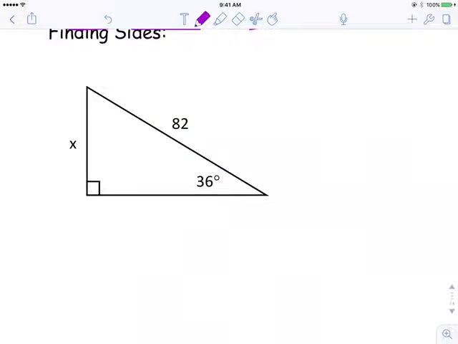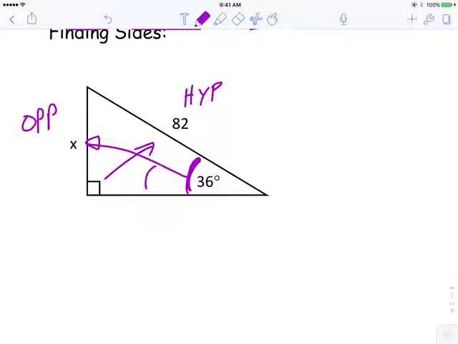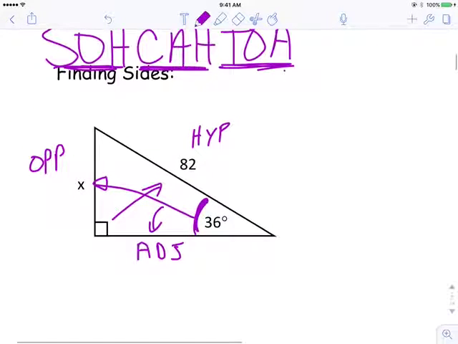Step 2, go to your triangle, label your triangle. Opposite to the 90-degree angle, the hypotenuse. Here's the angle I'm talking about in my question. Opposite to that, my opposite side. The other side beside the angle in question, my adjacent side. Step 1, SOHCAHTOA. Step 2, label the triangle.